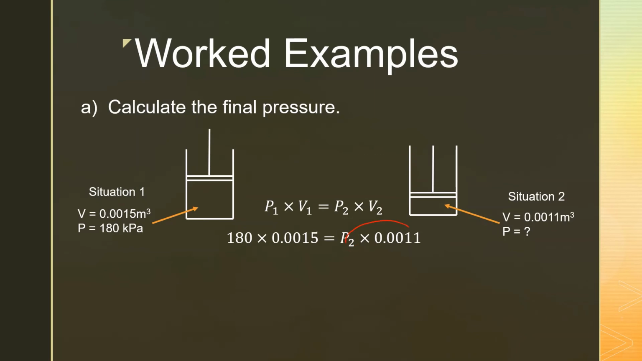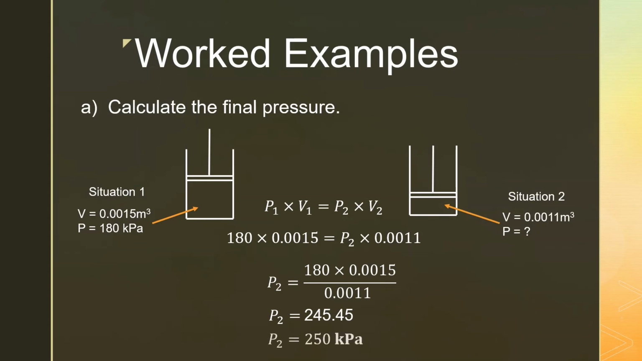Well, I need to get rid of this times 0.0011. How do I get rid of a times 0.0011? I divide by 0.0011. So I'm going to get P2 is equal to 180 times 0.0015 divided by 0.0011. And that comes out to be 245.45. Now, obviously, everything in my question is given to 2 sig fig, so I need to round this to 2 sig fig as well, and that then comes out to be 250 kilopascals.